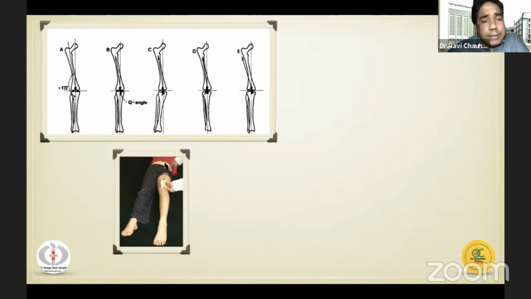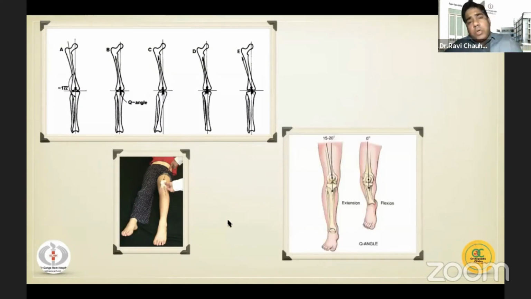And this is the picture signifying measurement of the Q angle at 30 degrees. In some good books like Campbell also, it is given that it should be measured in supine position with 30 degrees flexion at the knee, because at that position the patella sits in the groove of the femoral condyles. So what's the difference between standing, supine and flexion? Basically, the Q angle decreases as we move from extension to flexion. Normally, in the book, I can quote Campbell.